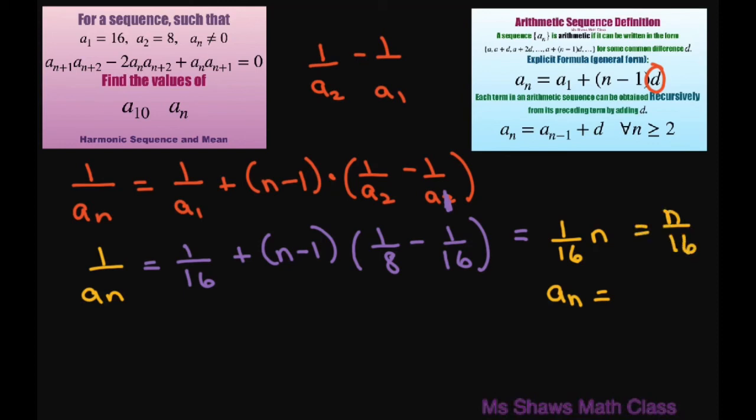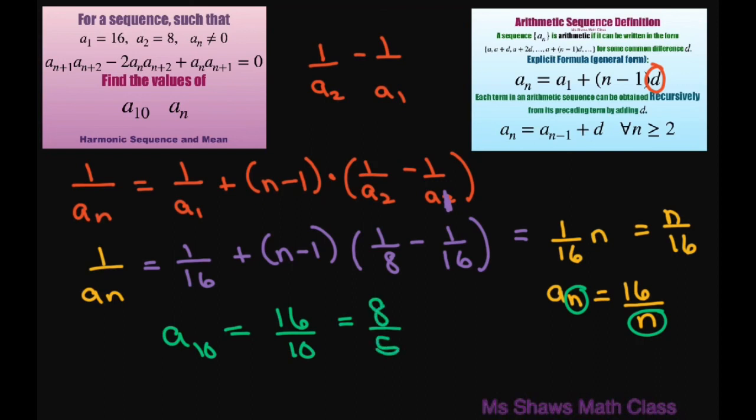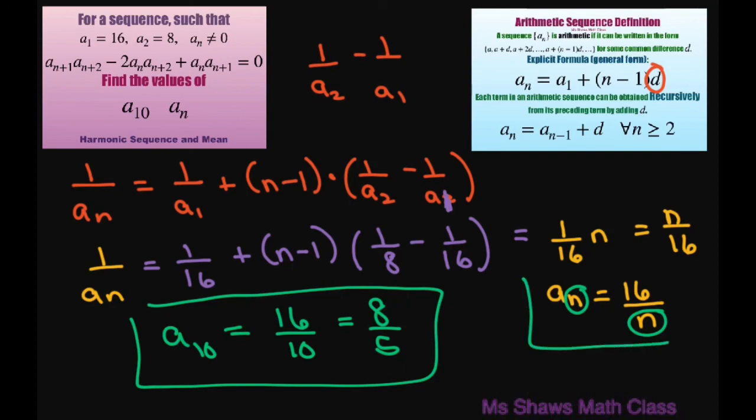So if you want a sub n, we have to reciprocate it. So it's going to be 16 divided by n. And then all you have to do is find a sub 10, substituting in 10 for this. So you'll get 16 divided by 10, and that equals 8 divided by 5. So there's your a sub 10, and here's your a sub n.